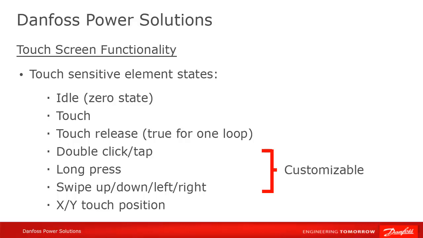A number of the states can be modified by writing values to the API. For instance, you can modify the time duration, which causes a long press event, or the number of pixels that have to be touched to constitute a swipe.